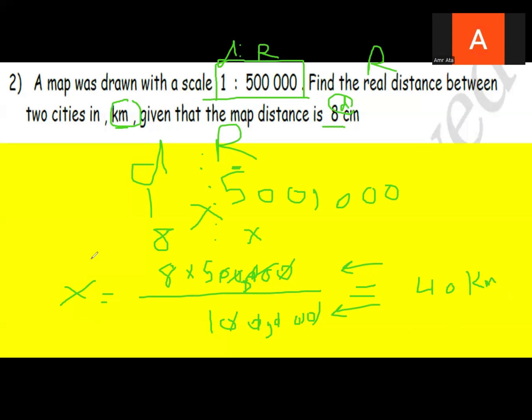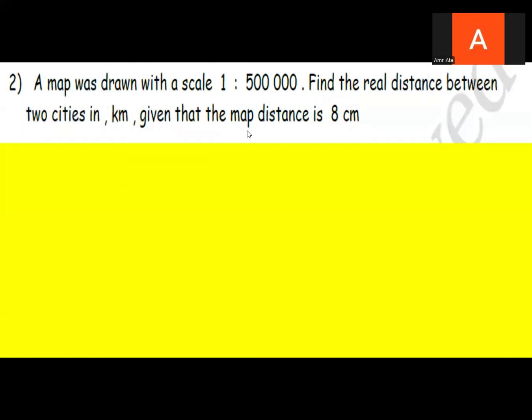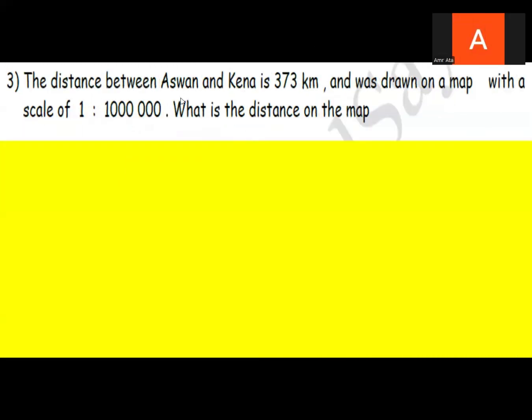Okay. The distance between Aswan and Qina is 373 kilometers and was drawn on a map with a scale of, he gave me the scale, 1 to 1 million. What is the distance on the map? I have the scale, so I write the scale. Draw to reeling, 1 to 1 million.